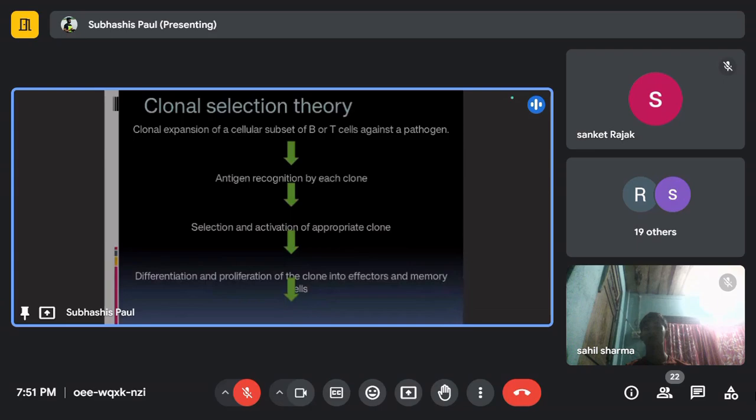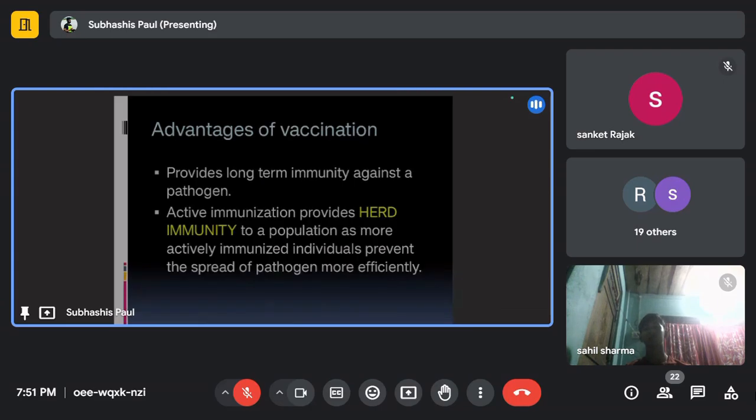Now I come to the advantages of vaccination. Vaccination has so many advantages. The first one, as I said, is that it provides long-term immunity against a particular pathogen. The second one is herd immunity, and not hard immunity.